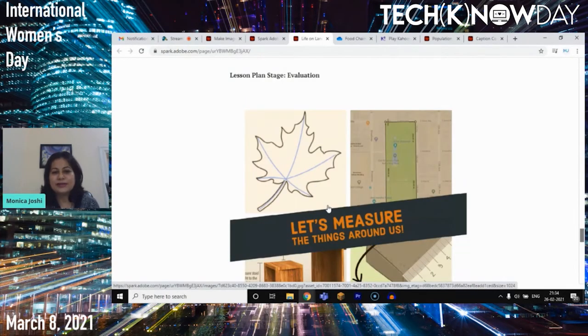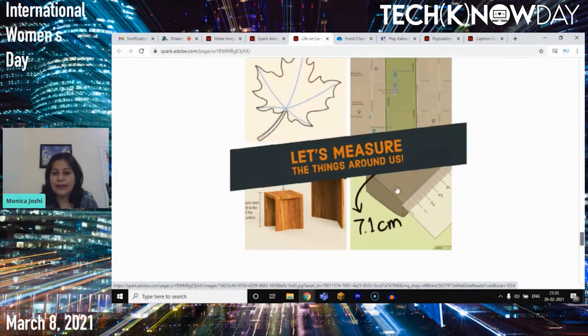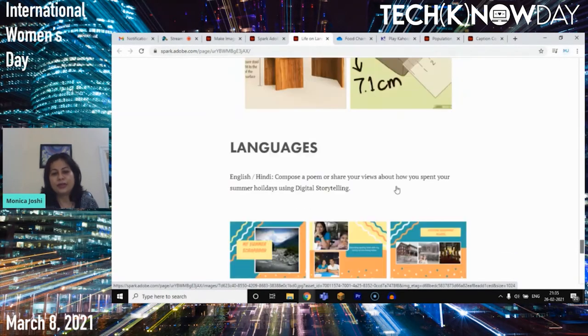I created this also using Adobe Spark Post, showing how you can calculate the perimeter and area of different objects: the leaf, the rubber, the map. So instead of writing it simply on the board, I used visuals and integrated them around the subjects and into real life, and tried to explain it to the children so that they relate to it and learn it better.